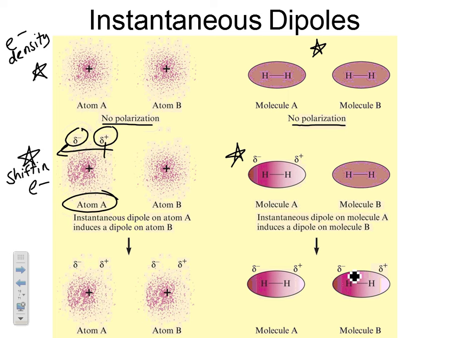This is going to set off an effect because atom B next to it is not going to ignore this fact. Suddenly you've had a partial positive charge on the right side of the molecule. So now we get an induced dipole on atom B, and what we wind up with is a partial positive that's next to a partial negative. They are going to be attracted to one another. There's your London dispersion force.